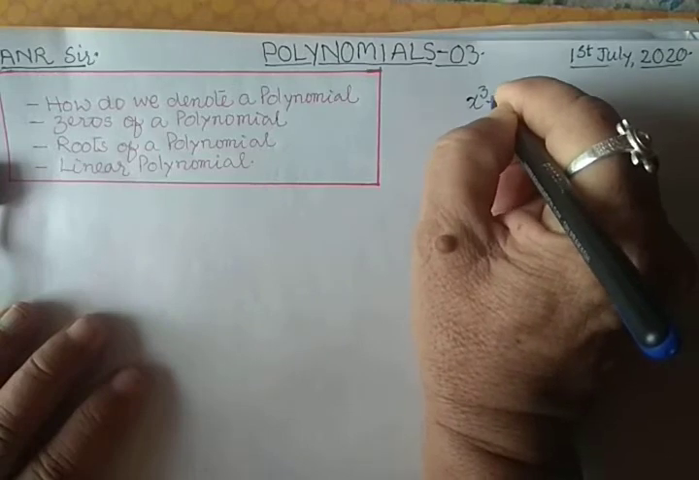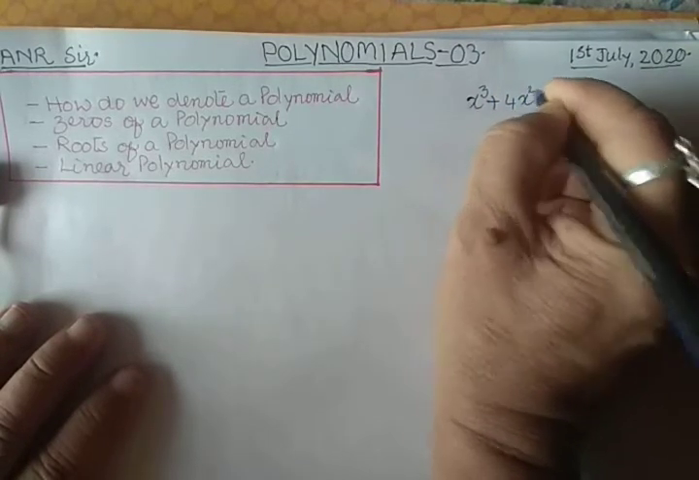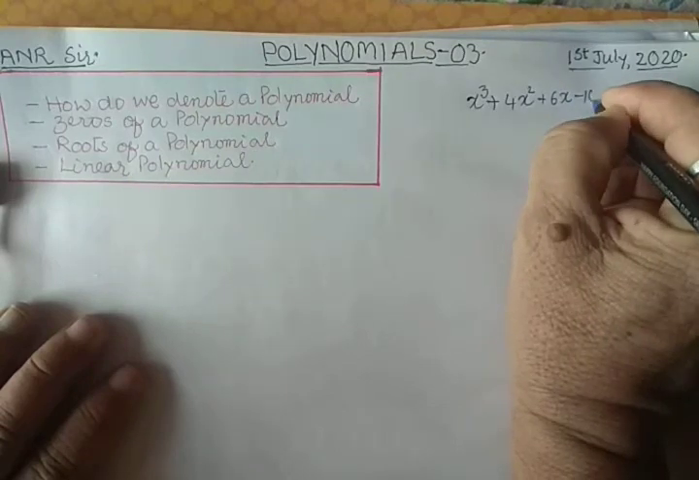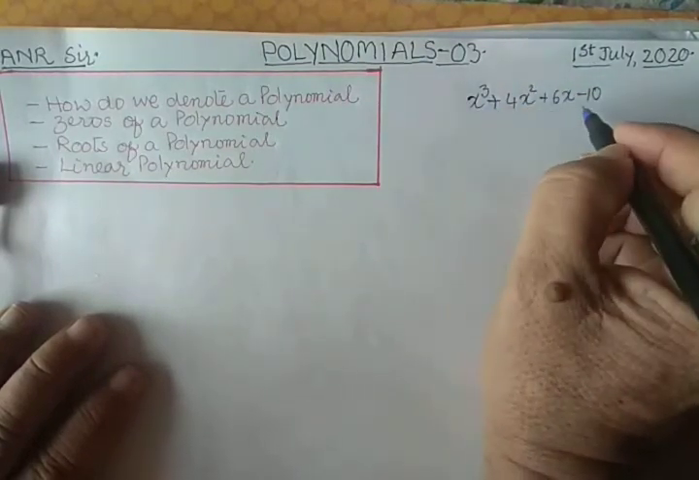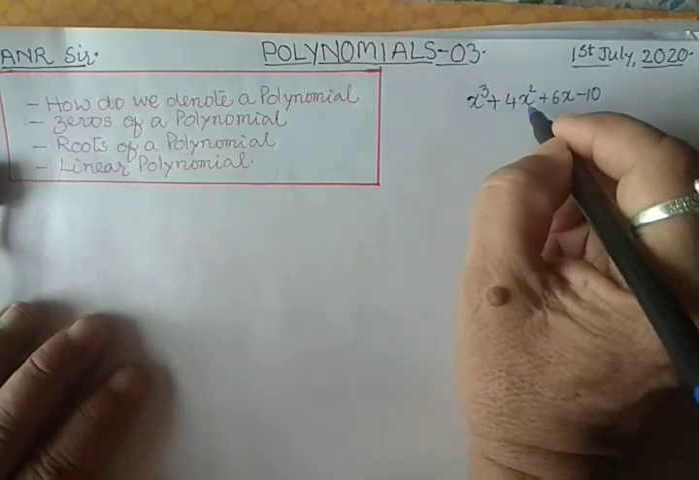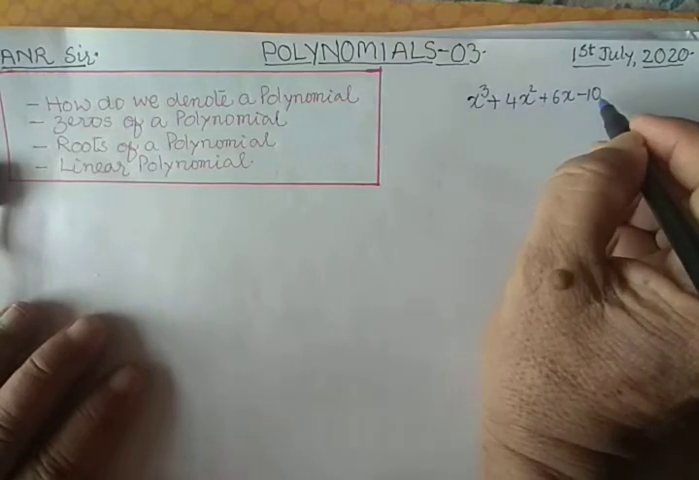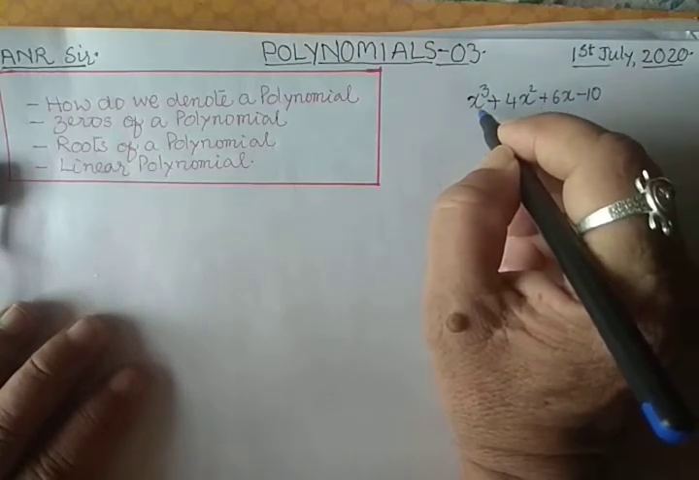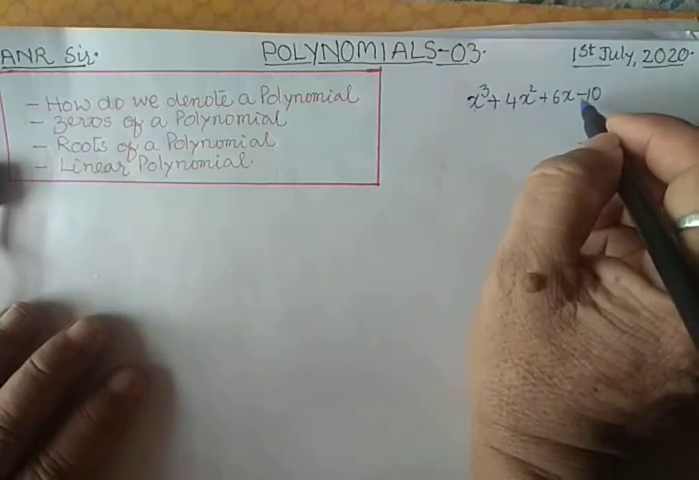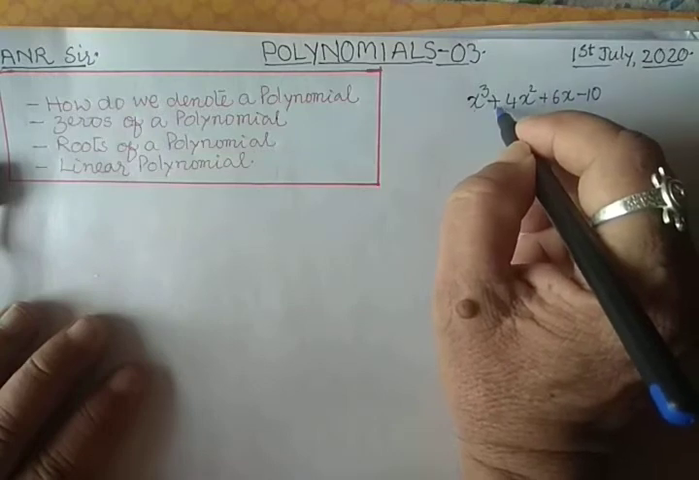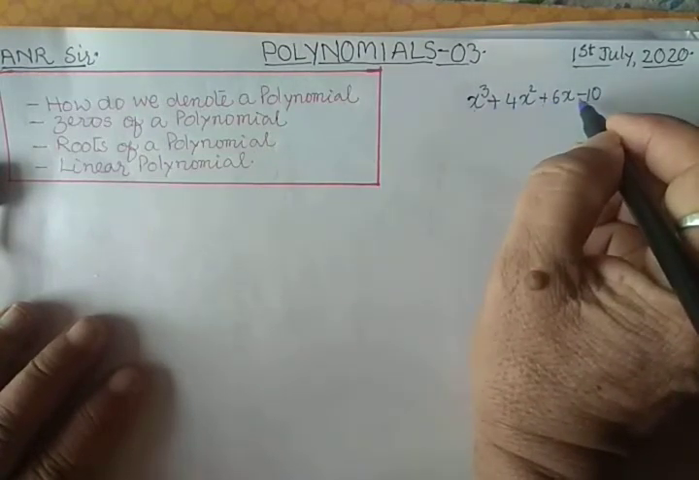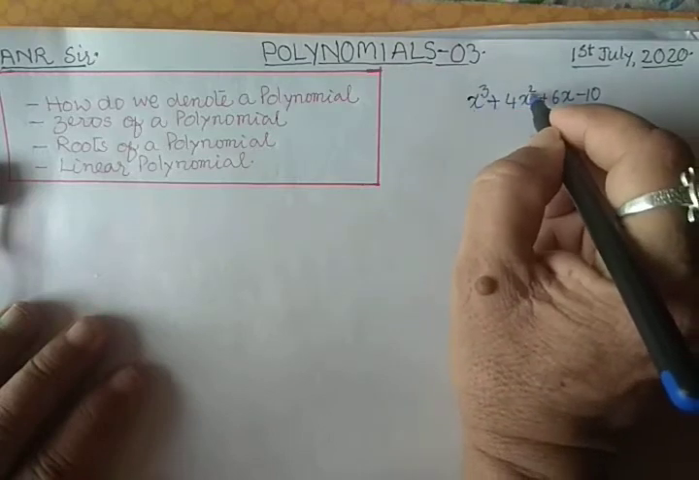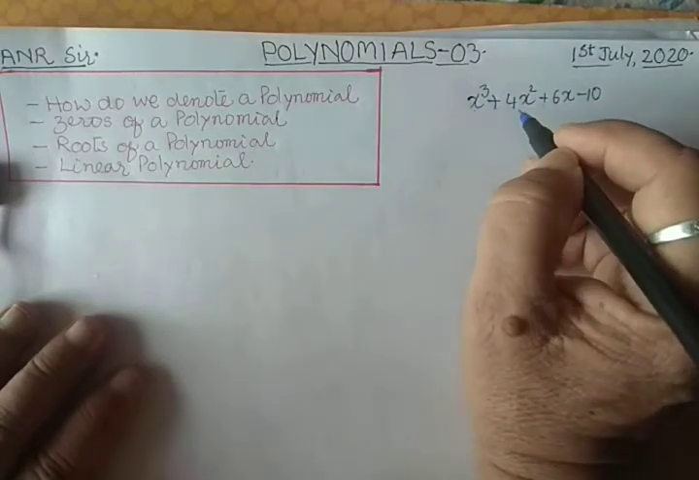x cubed plus 4x square plus 6x minus 10. Okay, this is a polynomial. What? x cubed plus 4x square plus 6x minus 10. How can we say that this is a polynomial? Because here you have 1, 2, 3, 4 terms, and not only that, here the operations are addition and subtraction only. Not only that, the powers are positive integers 3, 2, 1 and 0. So this is a polynomial.